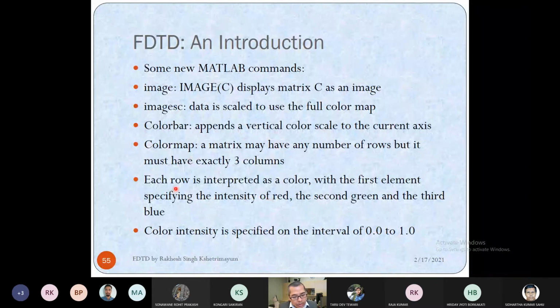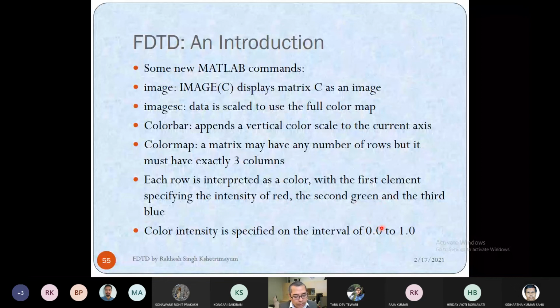and in this C matrix, every row is a color. You'll specify it in terms of RGB. R is the first one, second is G, and the other is B. You usually do it, no? If you want to do image processing or some kind of drawing, then you always specify all colors in terms of primary colors, red, green, and blue. So the color intensity can be in the range of 0 to 1.